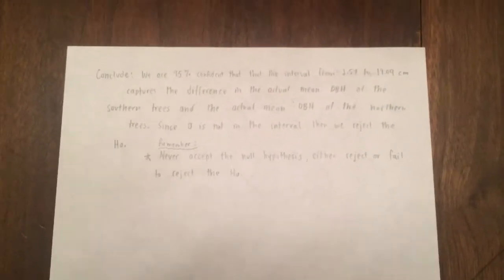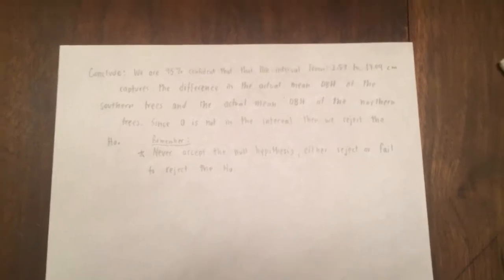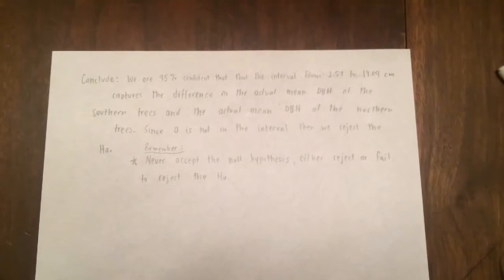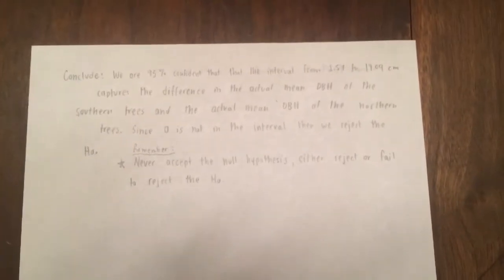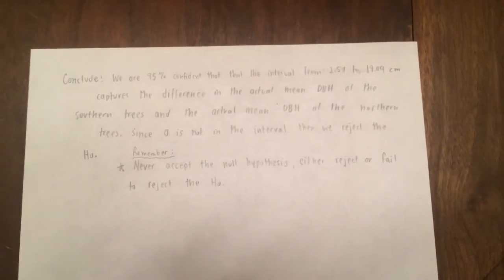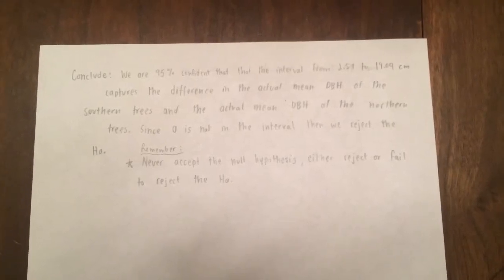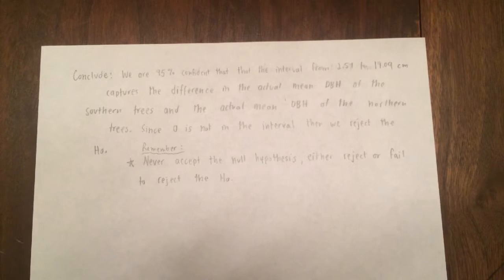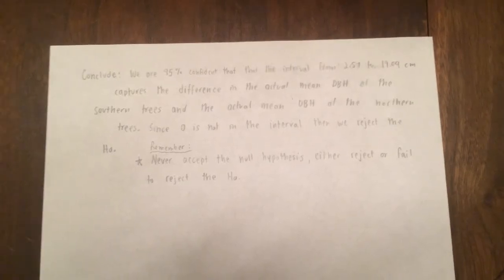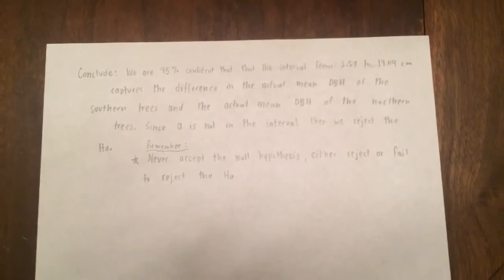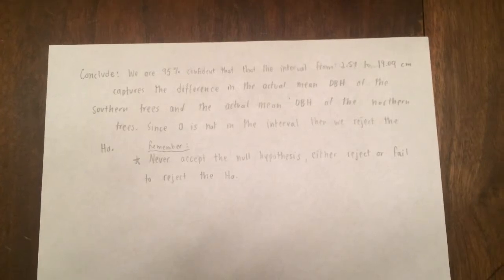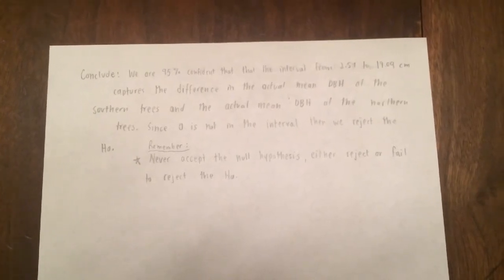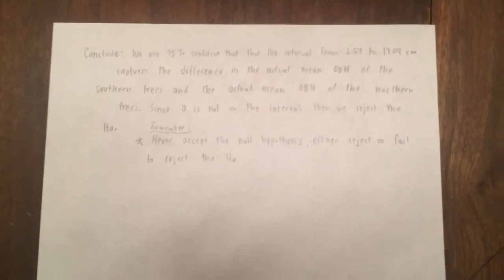Lastly, we have the conclude part. This is where we interpret what we did. We are 95% confident that the interval from 2.57 to 19.09 centimeters captures the difference in the actual mean DBH of the southern trees and the actual mean DBH of the northern trees. Since 0 is not in the interval, we reject the H0. Remember, never accept the null hypothesis; either reject or fail to reject the H0.